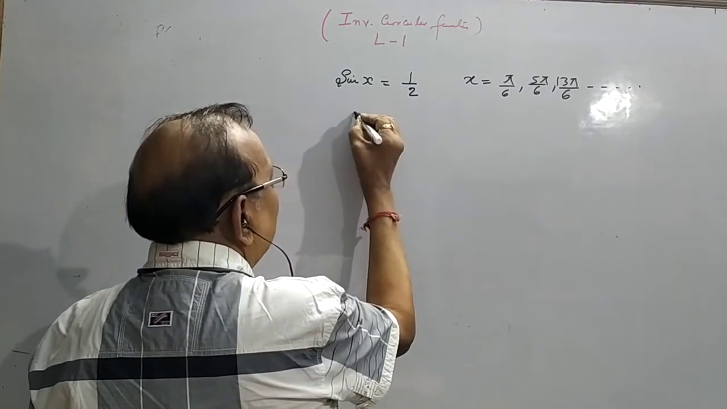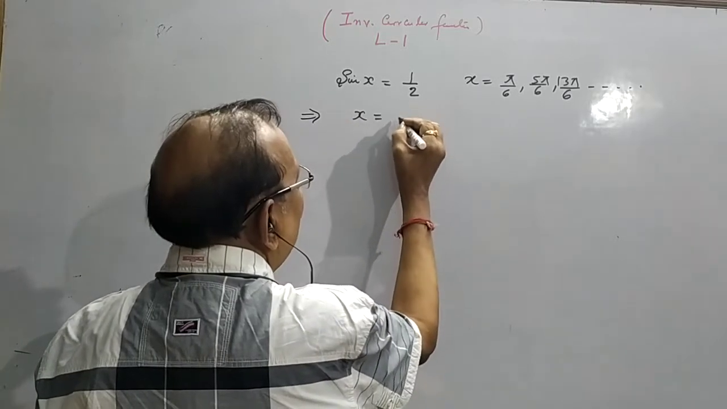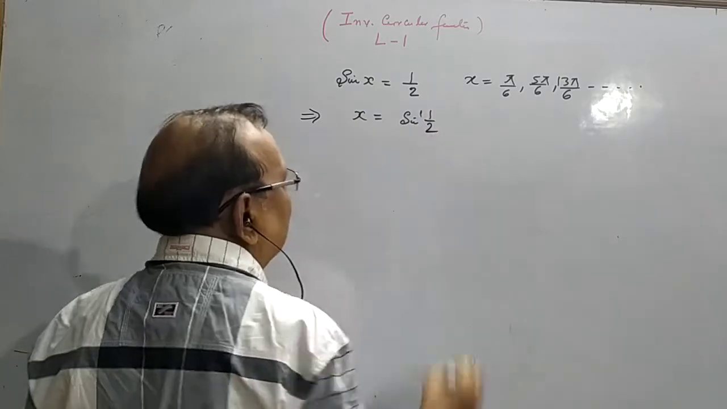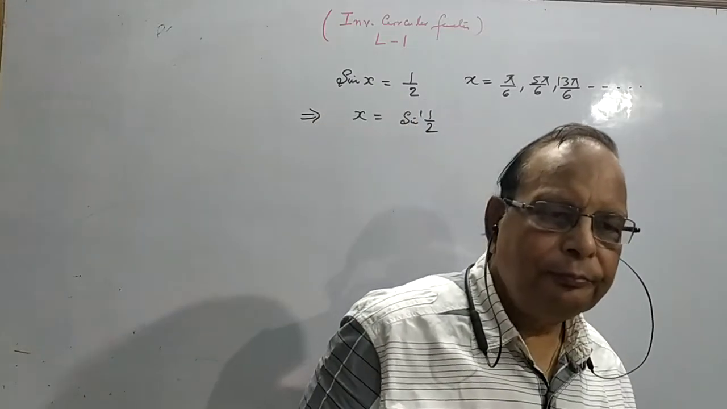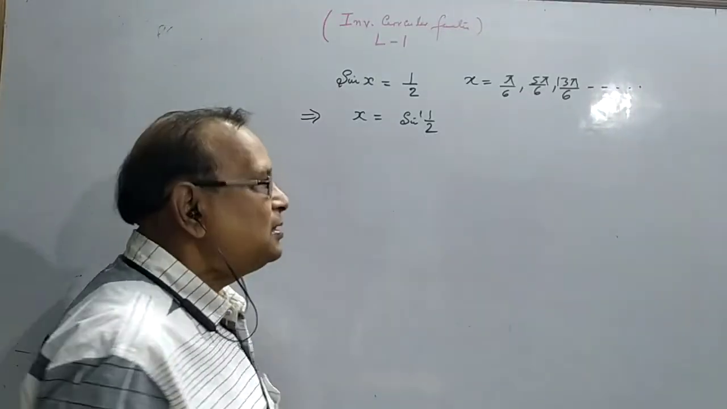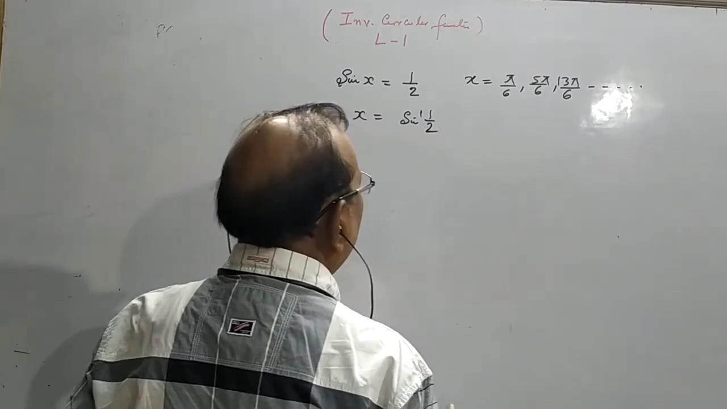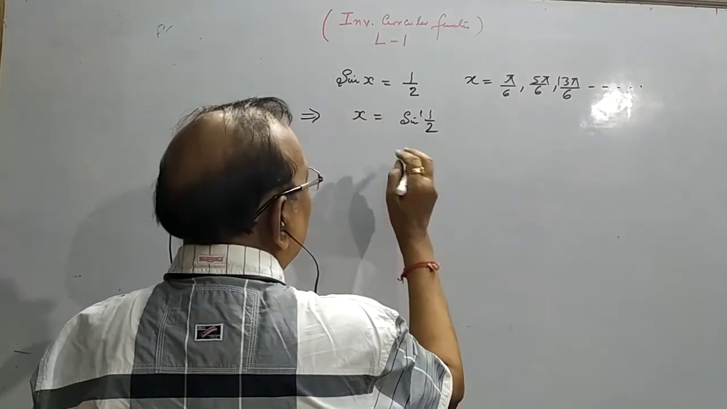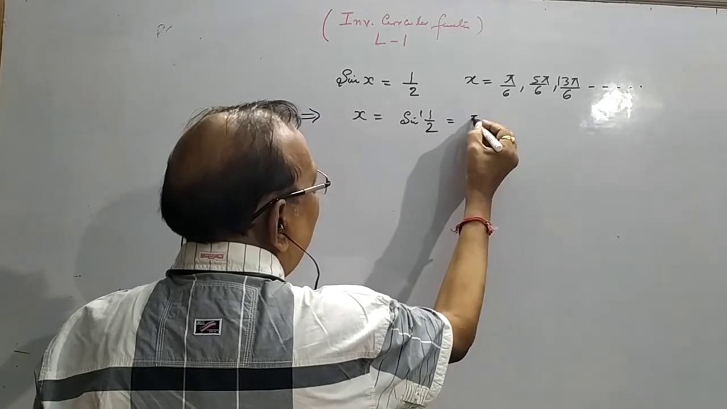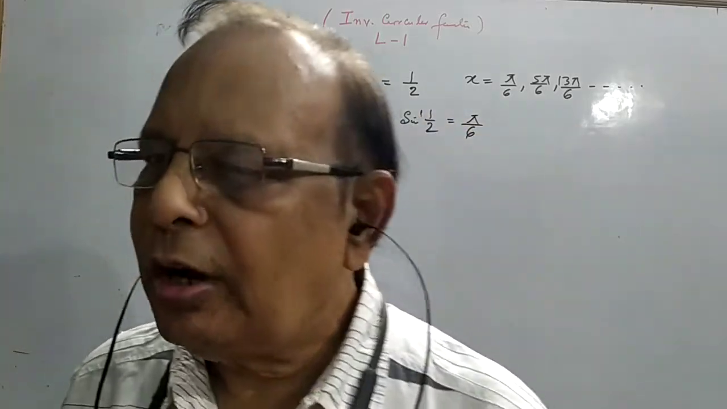That is, for sin x is equal to half, x is equal to sin inverse half. Now, what is that principal value? For all positive values of x, it must lie between 0 and pi by 2. For all inverse circular functions, therefore, x is equal to sin inverse half. There is nothing else except pi by 6.